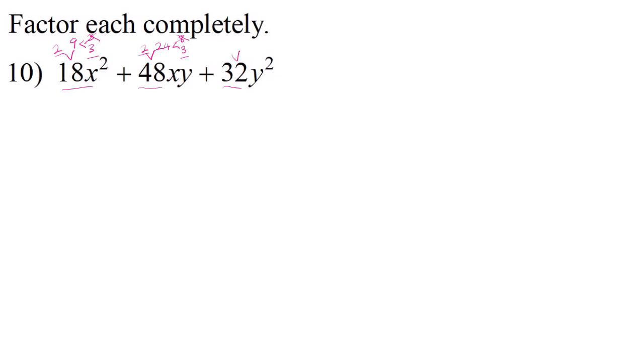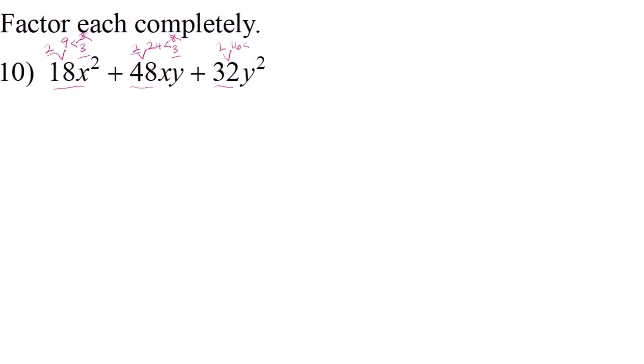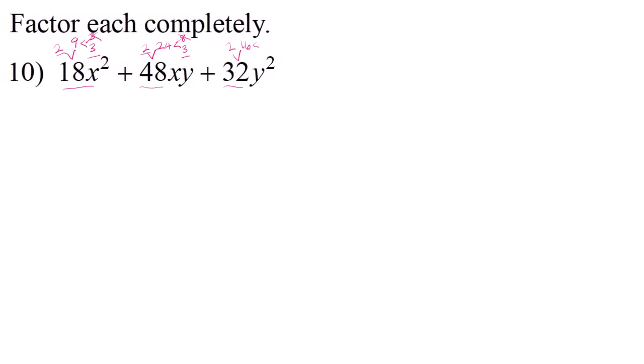And so then 32, does 2 go in? Yes, it does, 16 times. Does 3 go into 16? Nope, does not. So that means that 3 is out of the question. So it's just 2. So I'm going to factor out a 2. No, there's no variables that are in common, right? So then I'm going to divide each of these terms by 2.